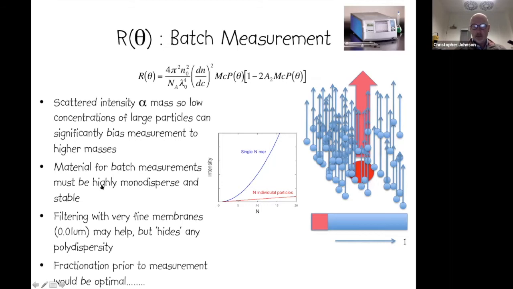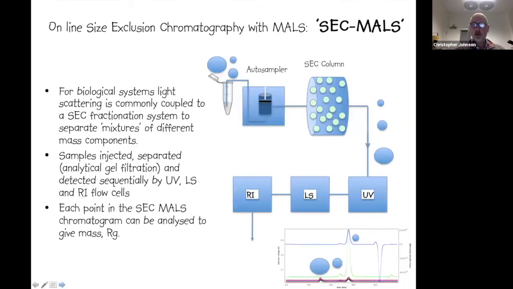So if you want to do batch measurement, then the material you're using must be highly monodisperse and stable and not prone to aggregation. If it isn't, you can filter the material with very fine filtering devices with very small apertures. This may well help, but in a way, this is kind of hiding the polydispersity that you might be interested in when you're making your measurement. So in fact, if you could fractionate material prior to measuring this, so rather than doing a batch measurement, you worked with fractionated material, this would be somewhat more optimal.